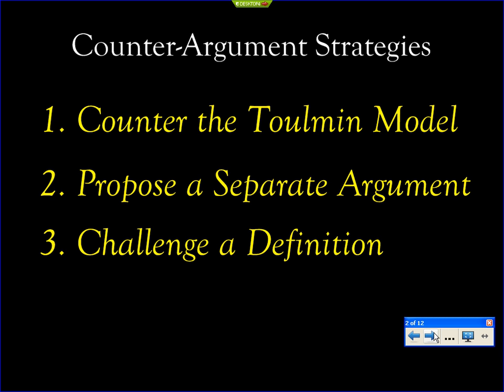So the first strategy is to counter the Toulmin model, to take a look at somebody's Toulmin model and destroy it. And we'll talk about what that means. The second one is just to propose a separate Toulmin model yourself, one that addresses an issue that the original author ignored.